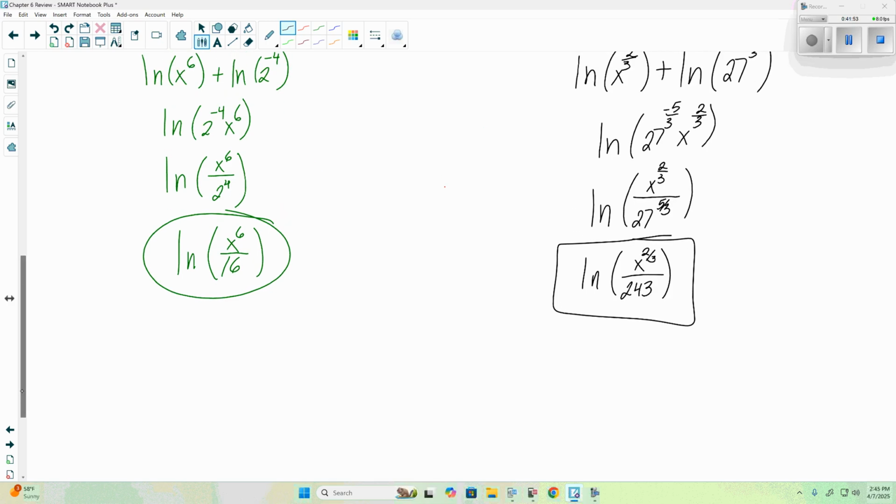So that is everything on part 1. Tomorrow we will go over part 2, the solving and the change of base. Wednesday is part 1, Thursday is part 2.